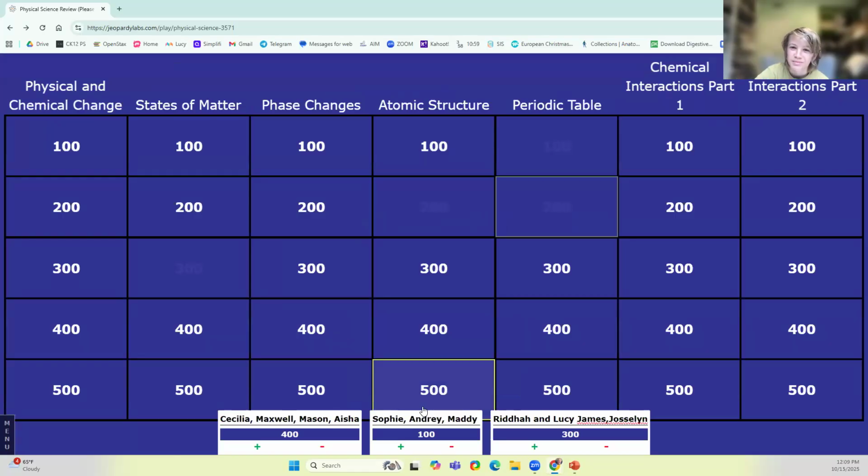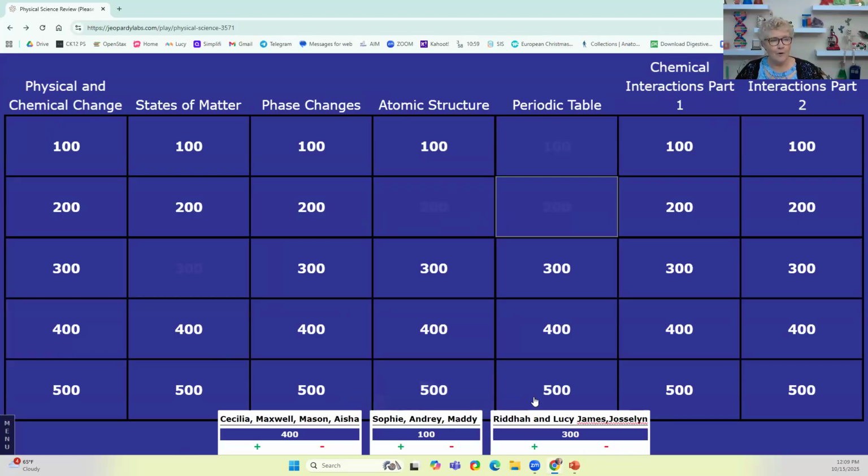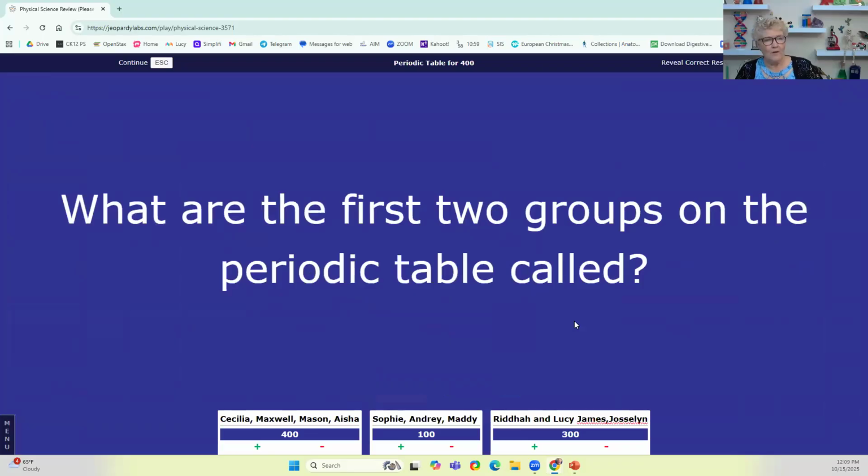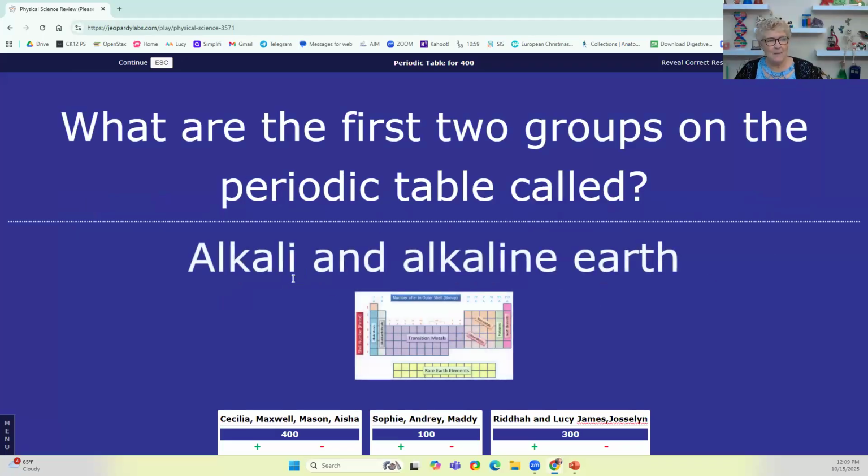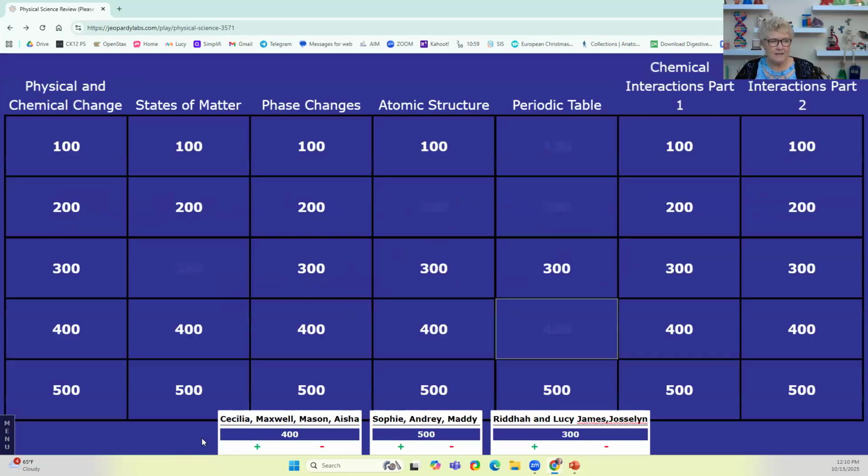The periodic table 400. What are the first 2 groups on the periodic table called? Andre. Alkali metals and alkaline earth metals. Very good. They are called alkali metals and alkaline earth metals. All right, so we're going to give Andre's team the points. You guys can see how the points are adding up now, so you get an idea.